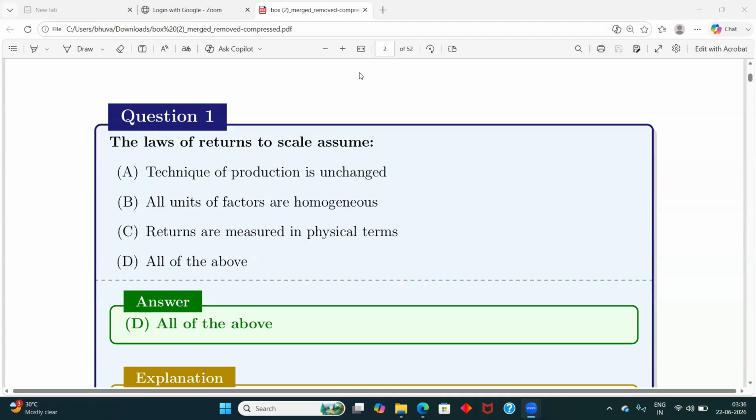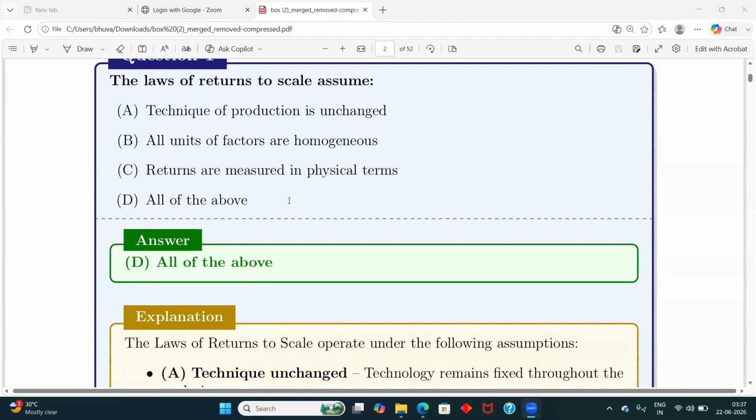The laws of return to scale assume: option A, technique of production is unchanged. Option B, all units of factors are homogeneous. Option C, returns are measured in physical terms. Option D, all of the above. So the correct answer is option D, all of the above.